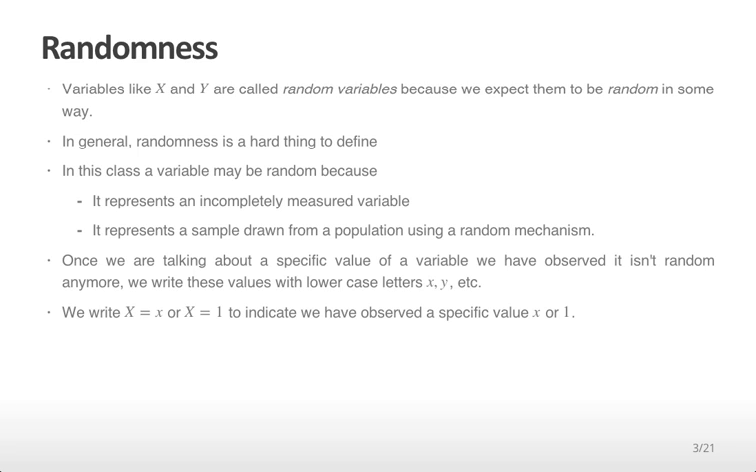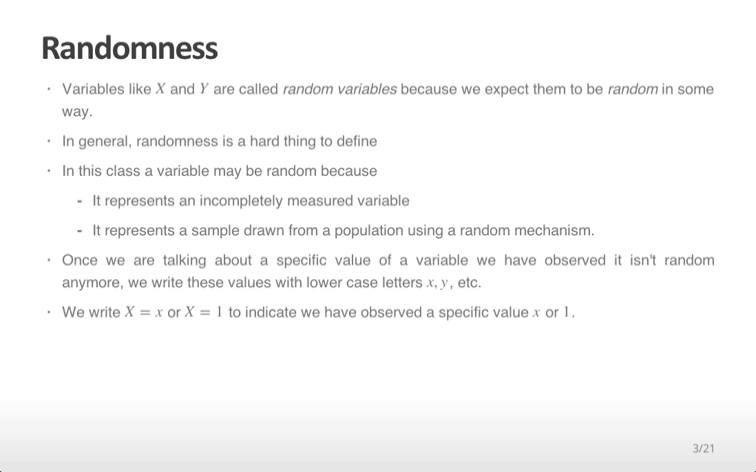Once we are talking about a specific value of a variable after we have measured it, then it isn't a random quantity anymore, and we will write those values with lowercase letters like little x and little y. We will write big X equals little x when we are fixing the random quantity X to be the observed fixed deterministic quantity little x. Similarly, we might write X equals 1 if we know that the measured value is 1.